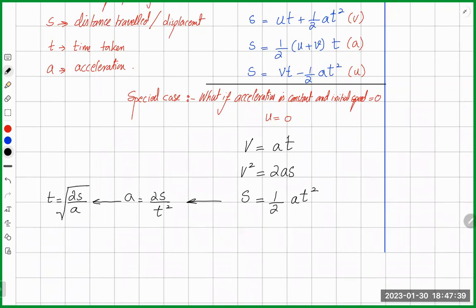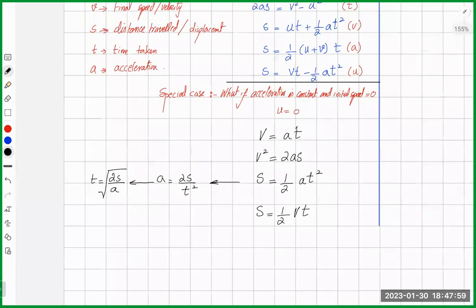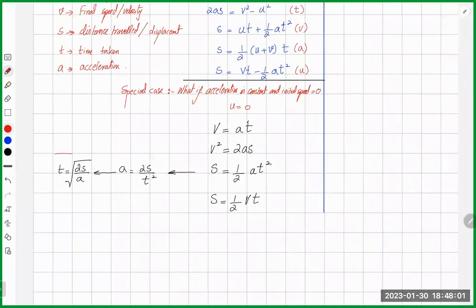Now, the last one is s equals half v into t. It was actually u plus v into t. If u is 0, it is just simply half vt. So all these equations are coming with more conditions on them. Let me box all the important formulas.